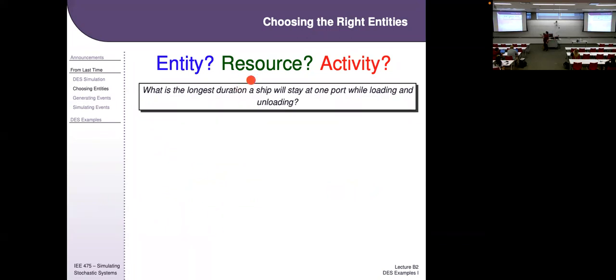All right, so then I can look at another question. What is the longest duration a ship will stay at one port while loading and unloading? So this is the same system. Ships have got containers on them, but I changed the question. Now I'm asking how long does a ship stay at port while loading and unloading? So in this case, what are the entities?